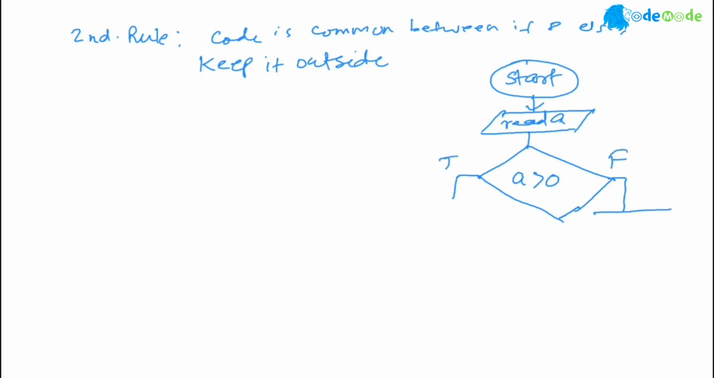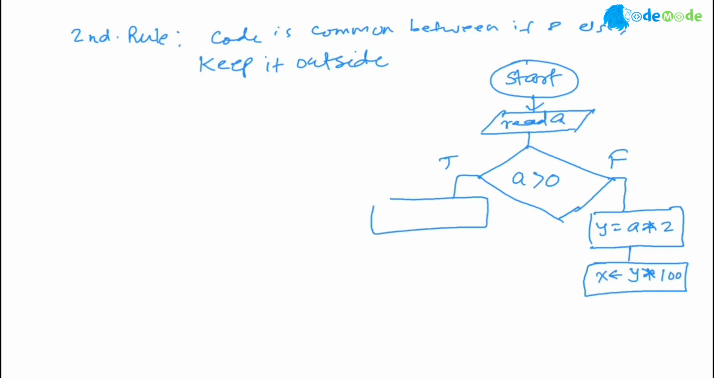When it is true, I want to say y equal to a multiplied by 2. Then I also want to do one more statement, and that's why I'm putting in the rectangle. I'm saying x is y multiplied by 100. When it is false, I want to do another two things. I want to say y is a multiplied by 2. And then I also want to say x is y multiplied by 300.